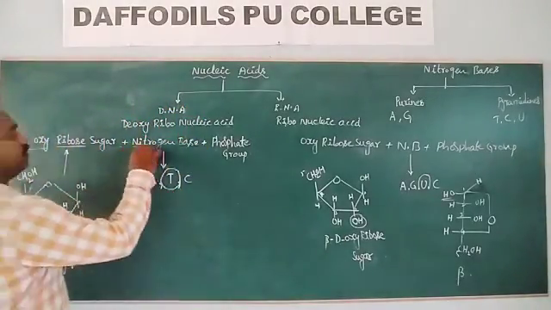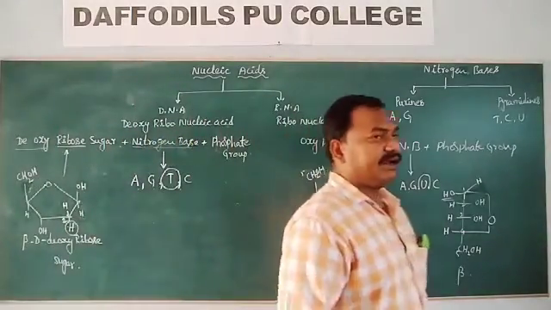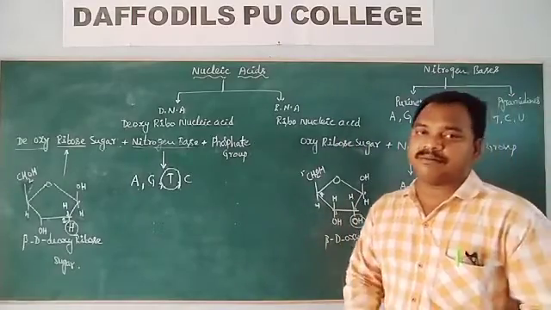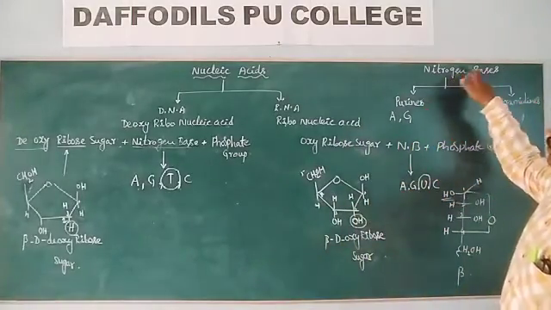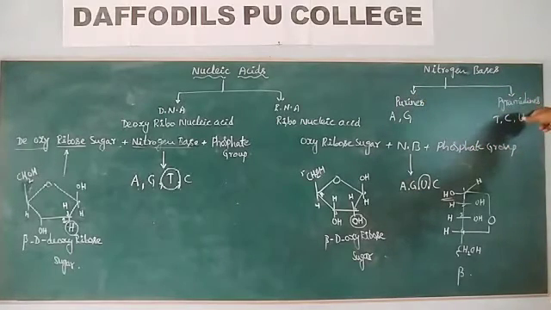Next, come to the nitrogen base. These nitrogen bases are of two types: purines and pyrimidines.